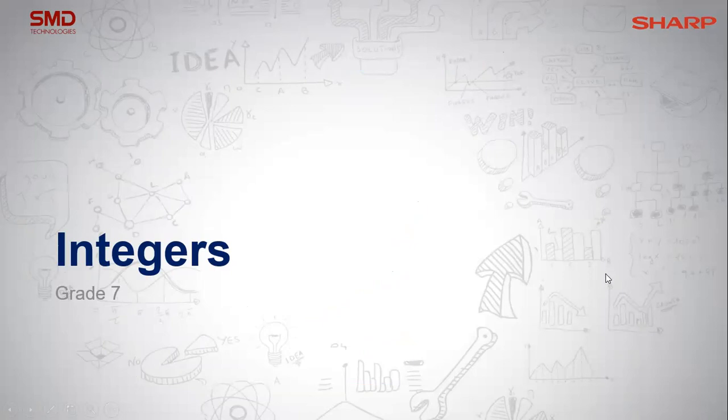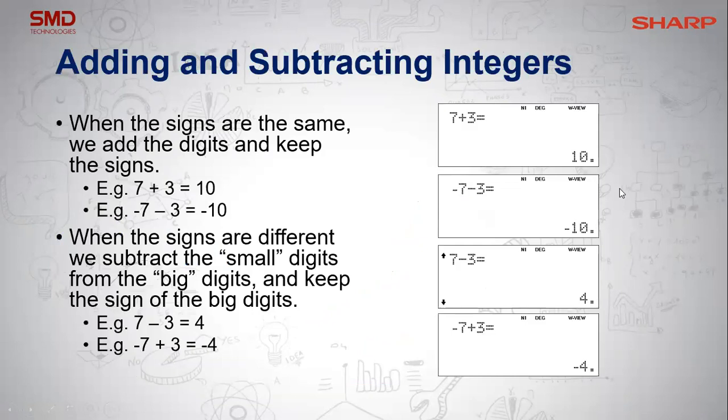So the next topic is integers, and for term 2, it's only covered in grade 7. So we are going to look at just a couple of ins and outs of adding and subtracting integers. The first thing is when your signs are the same, we add the digits and we keep the sign. So when it's both pluses, we add them together. So 7 plus 3 is 10, and the sign is plus, so there's an invisible plus in the front here. When both the signs are minus, again, we just add the digits. So 7 and 3 gives us 10, and we keep the sign, which is minus 10.